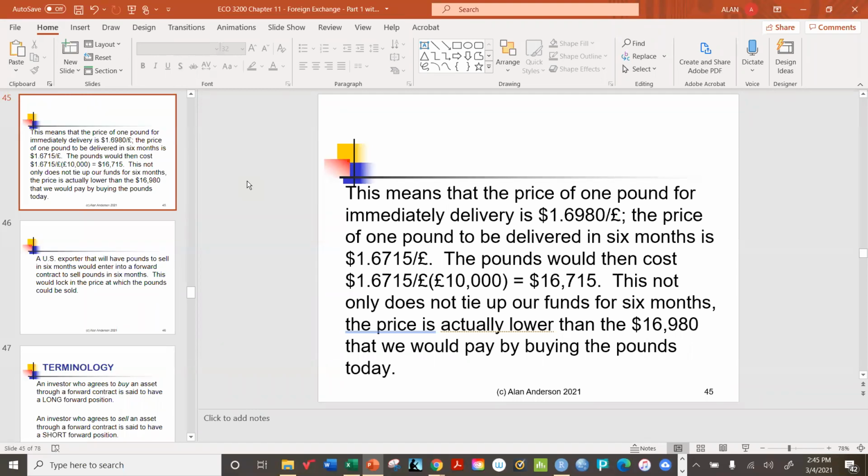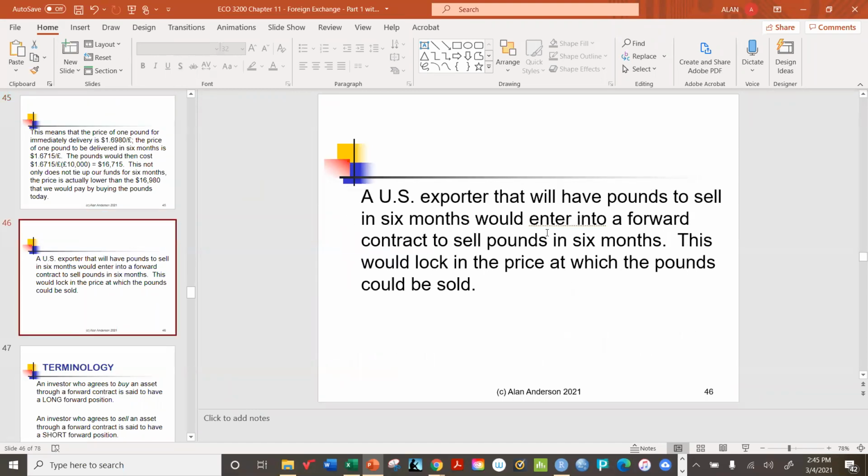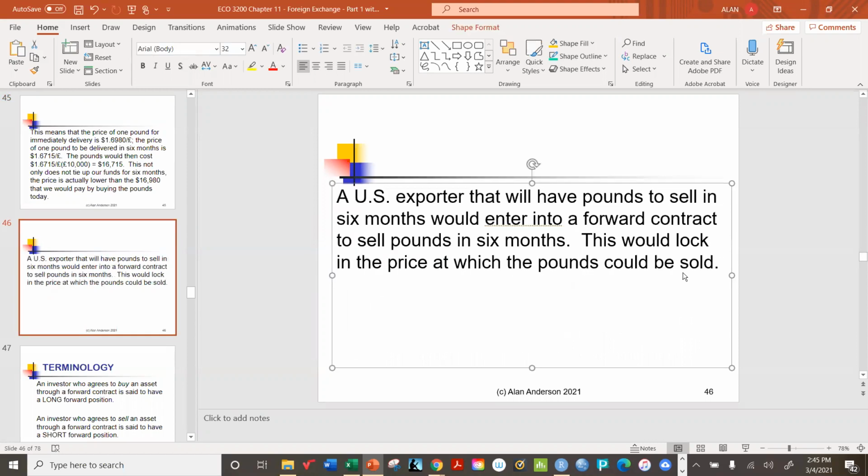All right. Now, if we're looking at the perspective of an exporter who needs to sell pounds in 6 months, they would just basically do the opposite. Instead of entering into a contract to buy the pounds, they would enter into a contract to sell the pounds because they will have pounds to sell in 6 months and they know roughly how many, and they'd like to lock in the price at which they can do so.